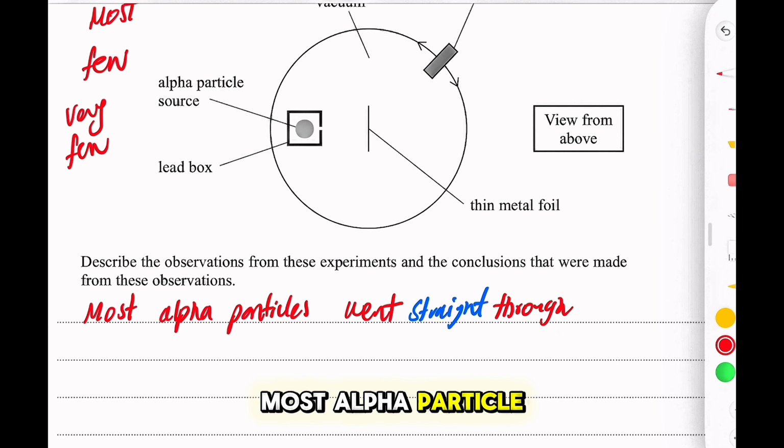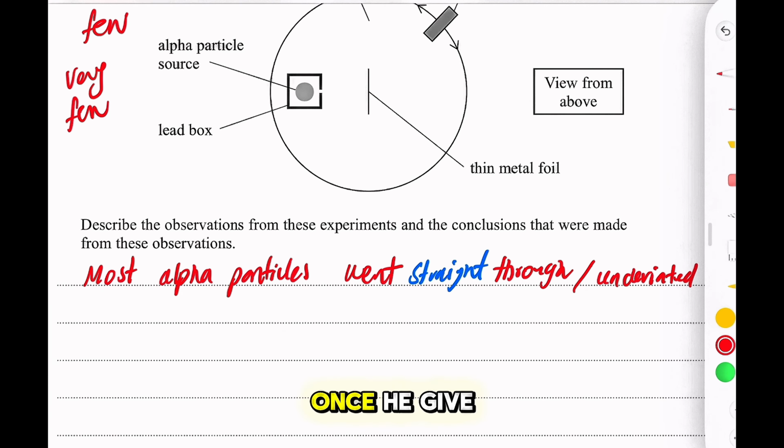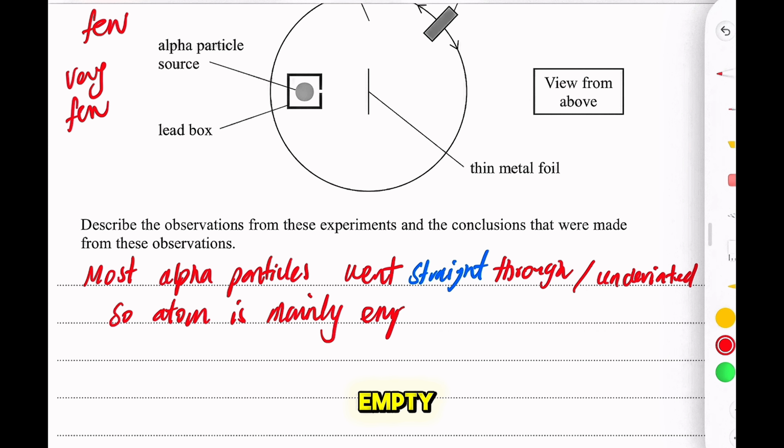Most alpha particles were undeviated, if you're not happy with the words went straight through. Once you give the examiner an observation, you have to say why. Why do most of the alpha particles go straight through or undeviated? Because the atom is mainly empty. Makes sense.